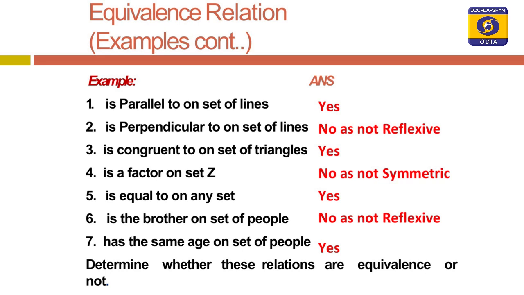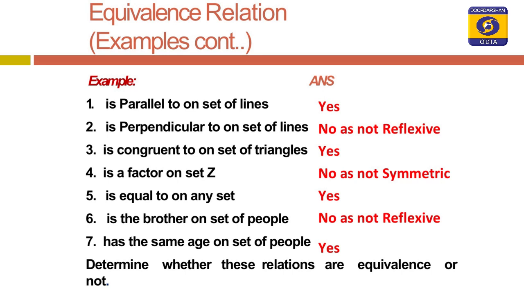So when we are testing equivalence relation, 2 things must be taken into consideration. One is what is the set, other one is what is the relation. The first example is "is parallel to" on the set of lines. So what is your set here? Set of lines. What is the relation? Is parallel to. So that means elements of this set are lines.